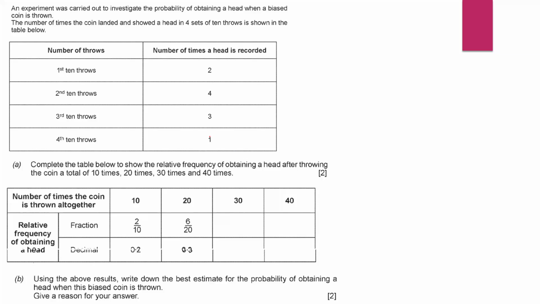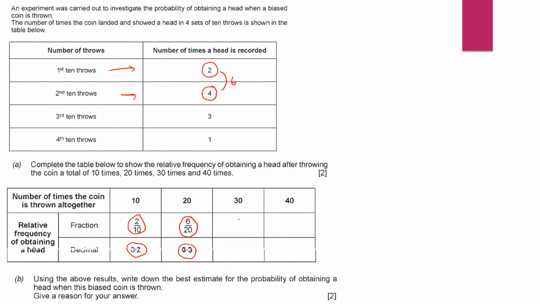Okay, welcome back then. So this is an example of how a question may be set out in an exam. So we've got here the coin being thrown, and they're recording the results in groups of 10. So the first 10 throws, there was 2 heads. So in here, that's 2 out of 10, which as a decimal is 0.2. After the next 10 throws, there was another 4. So altogether, that's 6. So that's 6 out of 20. 6 out of 20 is 0.3.